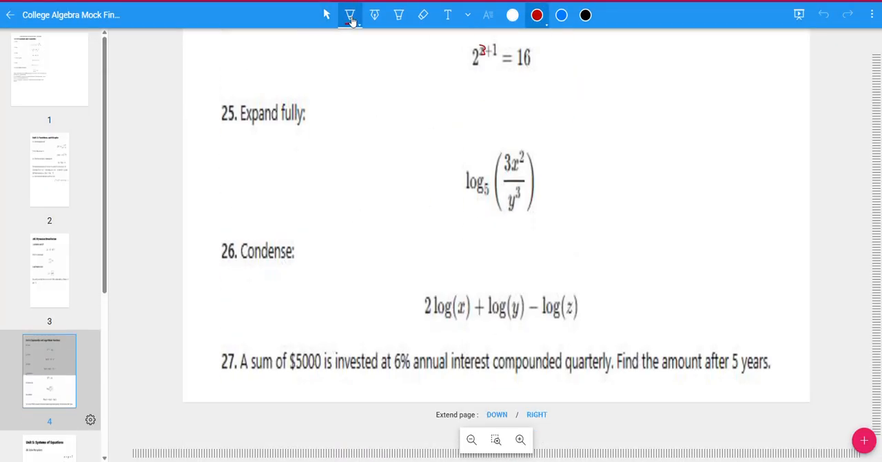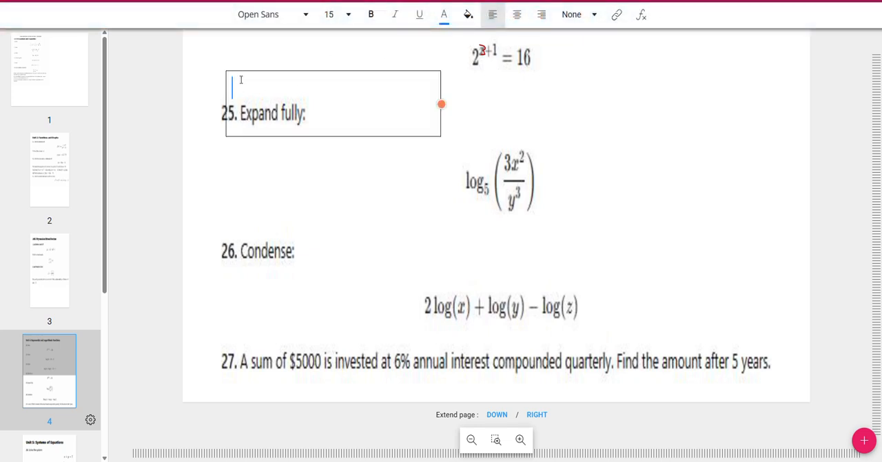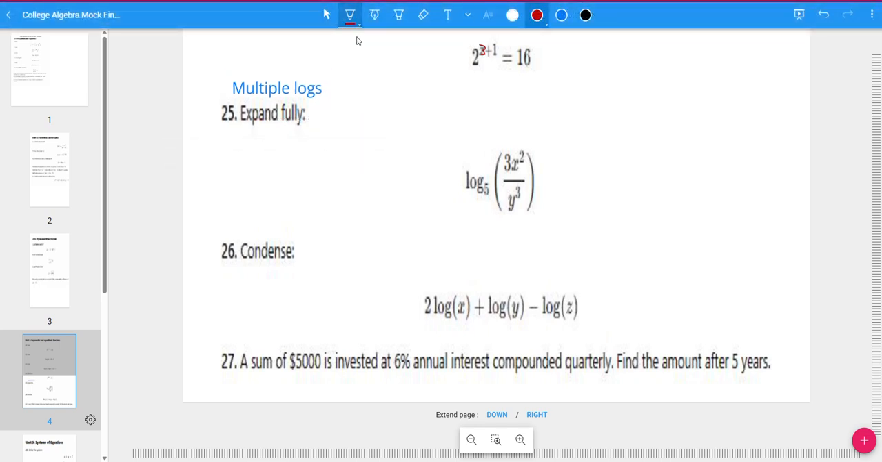So to expand, that gives me multiple logs. I want to end up with multiple logs, most of the time. So when I have one log, I want to expand to multiple logs. The way this works is I've got to split up everything. Remember, the top becomes plus and the bottom becomes minus.